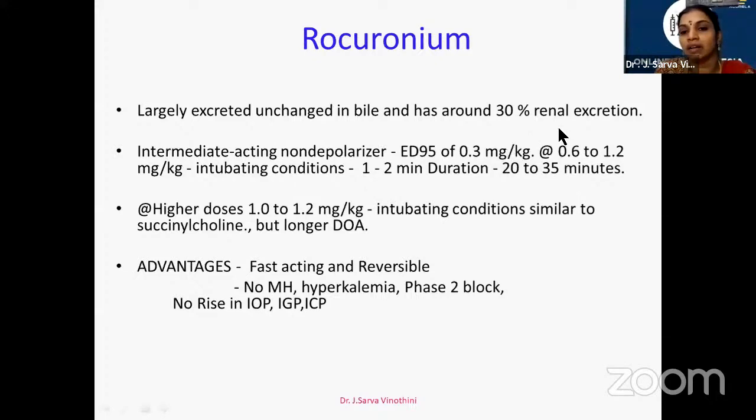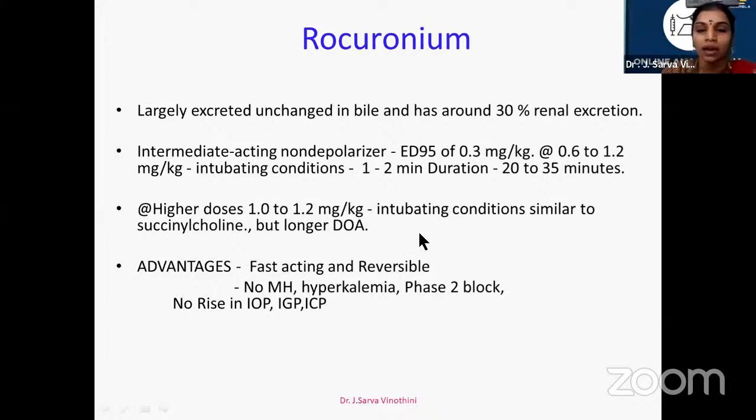When we administer around 3 to 4 times the ED95 dose, we get excellent intubating conditions in 1 to 2 minutes, and the duration is around 20 to 35 minutes. But if we want intubating conditions similar to scolin, then we have to increase the dose further. With the higher dose, we get intubating conditions similar to scolin, but the duration of action will be around 45 to 60 minutes now.